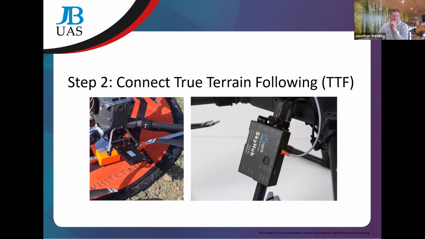And then the next one is to connect up the true terrain following. You can see the picture on the left-hand side of the TTF radar on the front of the drone on the gimbal mount, and that is also being connected in via this yellow connector in the right-hand side picture. So again, very easy to connect in. They are color coded, so it's not like you can really go wrong. Yellow to yellow, red to red, and so on. It's a very easy setup.